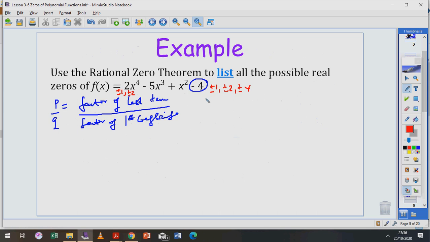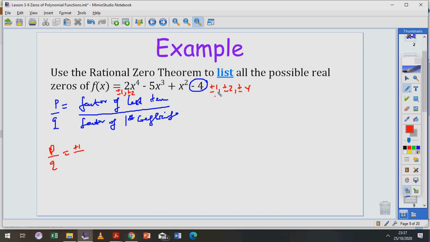Why am I using plus or minus? Negative 1 times positive 4 can give you negative 4, or positive 1 times negative 4 could give you negative 4, so I also need to include the negatives. I'm going to use this combination of p out of q to list all the possible real zeros of f of x. So I'll start with, remember p is the factors of the last term, so these have to be on top. For each of these p values, it could have a denominator of either of these.